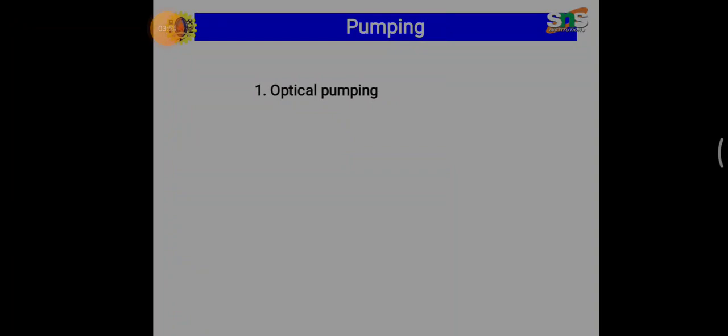In optical pumping, the atoms are excited with the help of photons emitted by an external optical source. The atoms absorb the energy from the photons and rise to the excited state. For example, ruby laser, Nd:YAG laser.